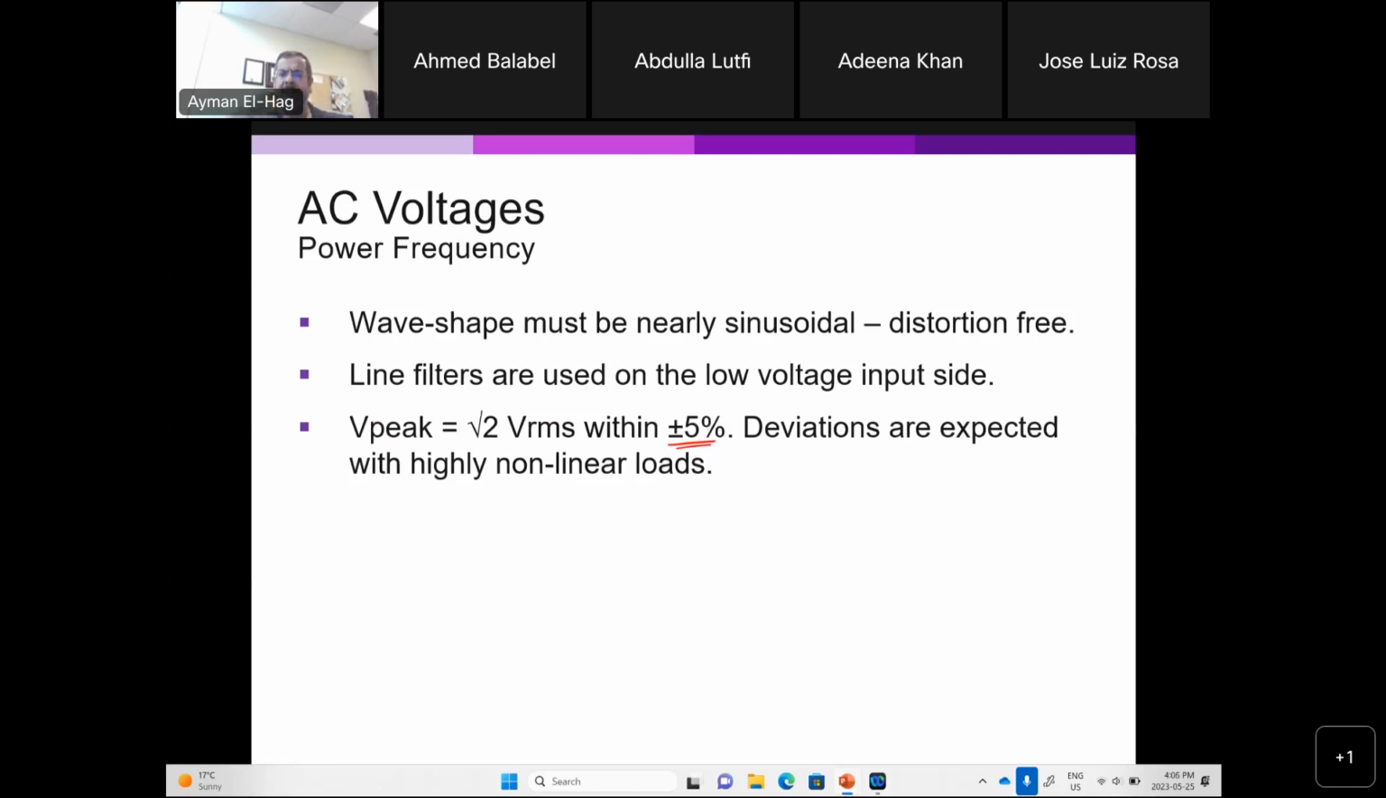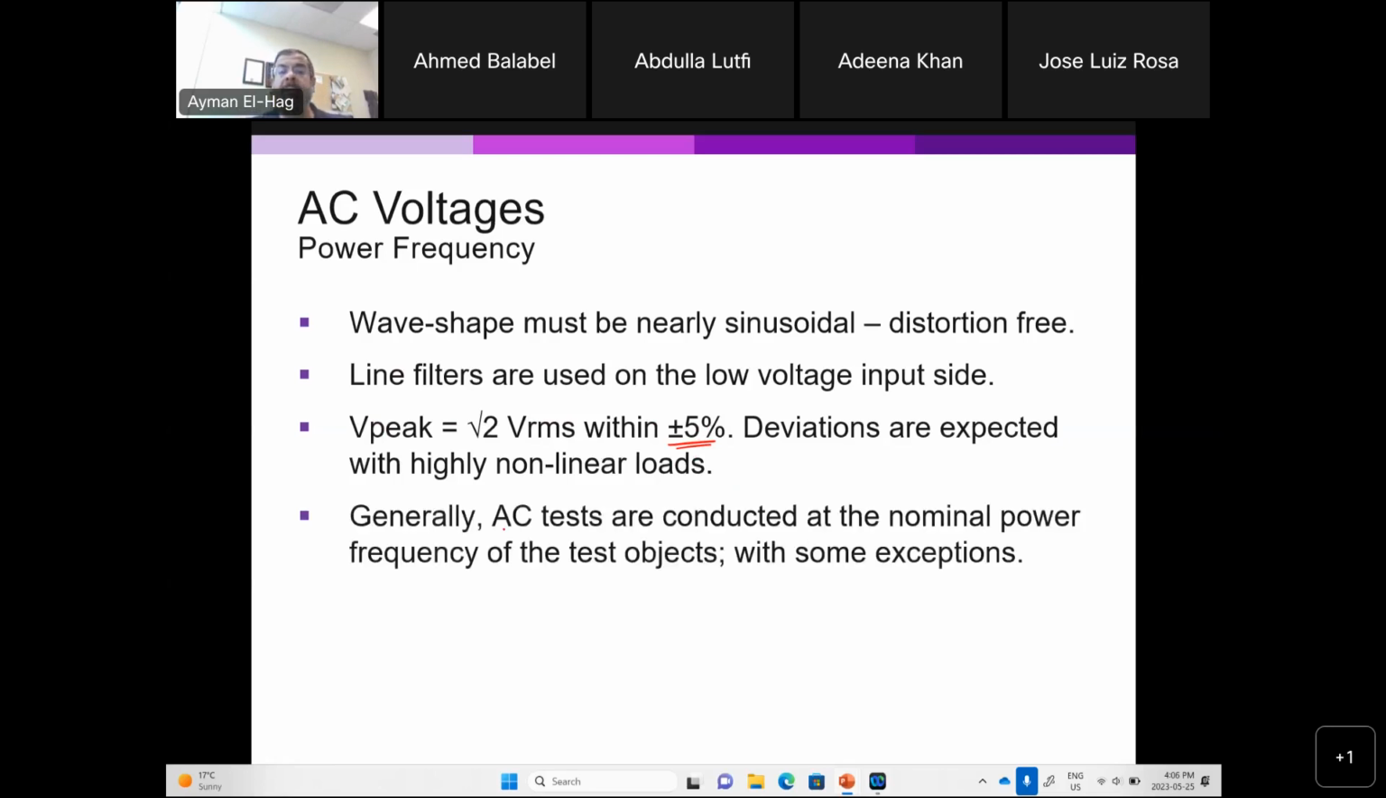So we expect to have more deviations, especially when we use nonlinear loads. Most of the time, the test is done at the power frequency, which is 50 or 60 hertz. But there are certain exceptions. We might do the test at multiples of those frequencies, and we will give an example later when we talk about transformer testing, or when we test at a much lower frequency. Today we'll talk about it a little bit, but later we'll talk about it in detail when we talk about testing of cables.